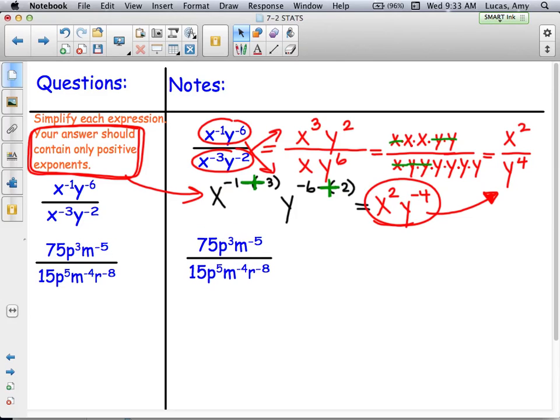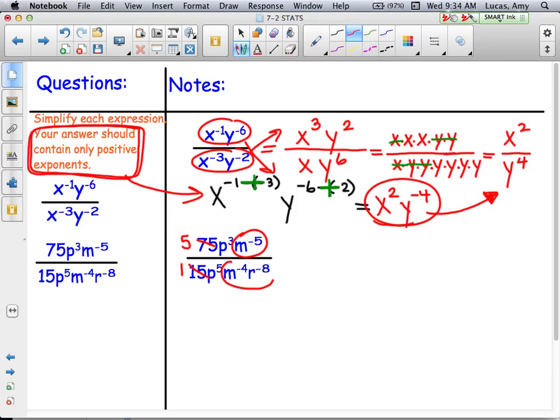I'm going to start out on this one by doing a little reducing. I know 5 goes into 15 3 times, and 5 goes into 75 15 times. Well, that means that I could actually reduce that one more. How about 15 goes into 15 once, and 15 goes into 75 5 times. Okay, now let's move some of these negative exponents around.